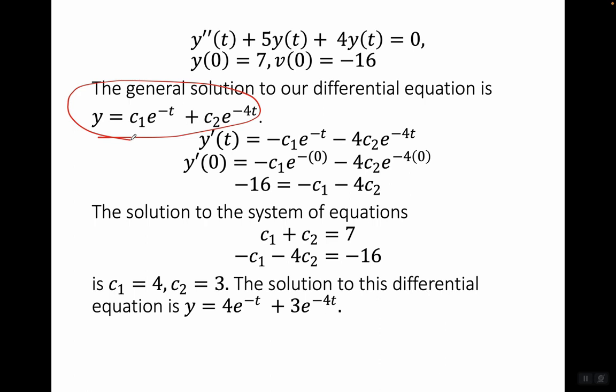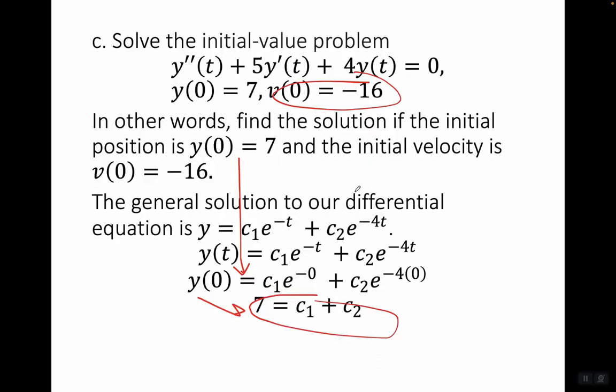We get y prime of t equals negative c1 e to the negative t minus 4c2 e to the negative 4t. Let's plug in t equals 0. We get y prime of 0 equals negative c1 e to the negative 0 minus 4c2 e to the negative 4 times 0. Well, y prime of 0 is negative 16, so we can plug that in. And the right side is just negative c1 minus 4c2.